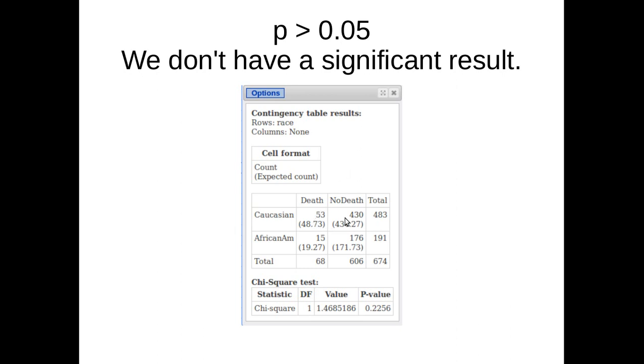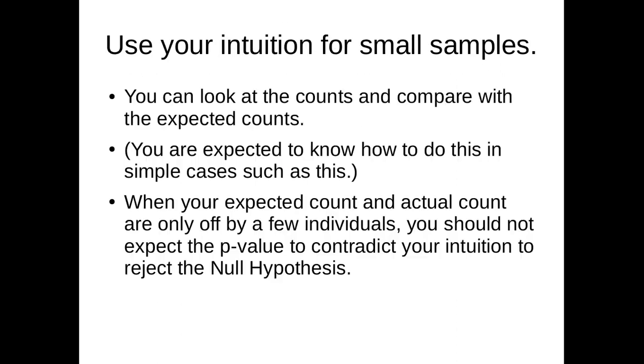Those are not that different from what we expected if there was no difference between the death penalty rate for Caucasians and African Americans. And so we don't have a significant result here. Now, it's possible that if we extended this study and took in more states or more years, we might have enough data to show that it is significant. But this particular set of data, just as it sits here, does not show any significance.